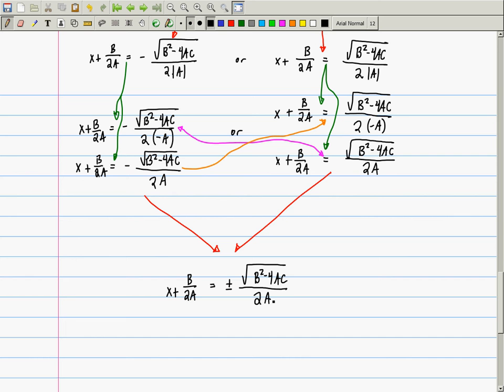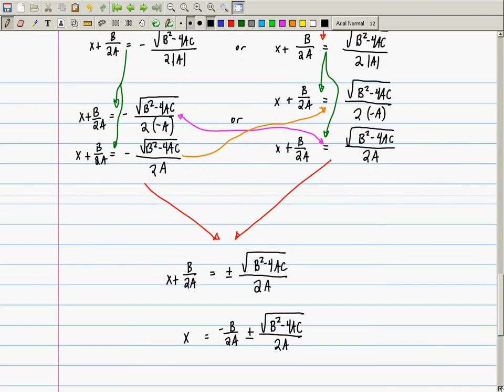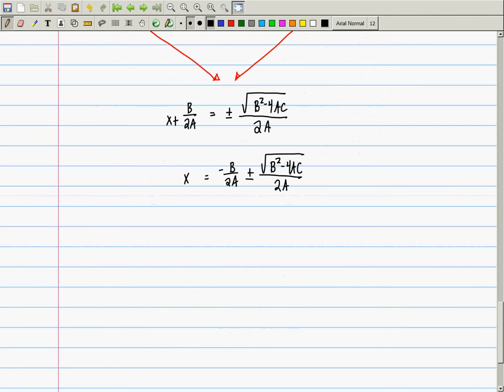So now I'm going to solve for x, because that's what we were trying to do, right? So then x is negative b over 2a plus or minus the square root of b squared minus 4ac over 2a. So you can see that there is already a common denominator. So I can write this as a single fraction as follows. Negative b plus or minus the square root of b squared minus 4ac divided by 2a. So there it is.